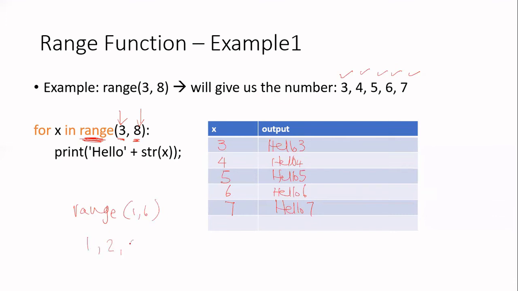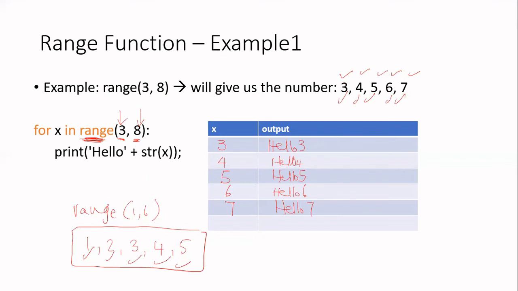Now, if we look at the previous example, we had range 1, 6, and that generated numbers 1, 2, 3, 4, 5, which means the loop executed 1, 2, 3, 4, 5 times. The loop executed 5 times. If we look at this example, from 3 to 7, it stops 1 less than. So from 3 to 7, how many times does the loop execute? 1, 2, 3, 4, 5.